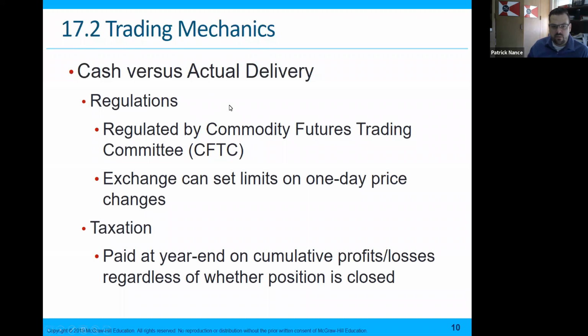Regulations. It's regulated by the Commodity Futures Trading Commission. Exchanges can set limits on one-day price changes so that prices can't change too much, protecting against major volatility in the commodities area. Taxation is paid at year end on cumulative profits or losses, regardless of whether the position is closed or not. This is different from usual stock, where you're usually only paying tax on transactions, unless you got dividends, and only if there's a gain from a buy or a sell. Whereas here, it's cumulative profit or losses, whether or not the position is closed, the delivery has happened, or the money has changed hands.